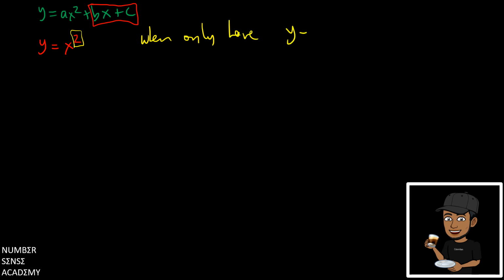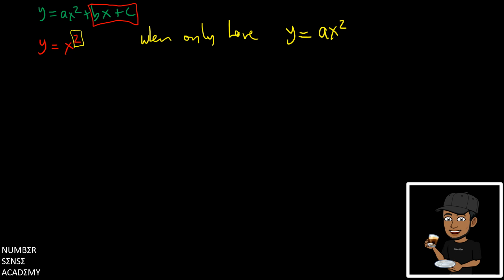All right, so we're going to start with the general form, which is y equals ax squared plus bx plus c. But what if we don't have the bx plus c part? If we have, say, y equals x squared, this is still a quadratic equation because it satisfies the rule of a quadratic equation. So what happens when we only have a quadratic equation that's y equals ax squared?